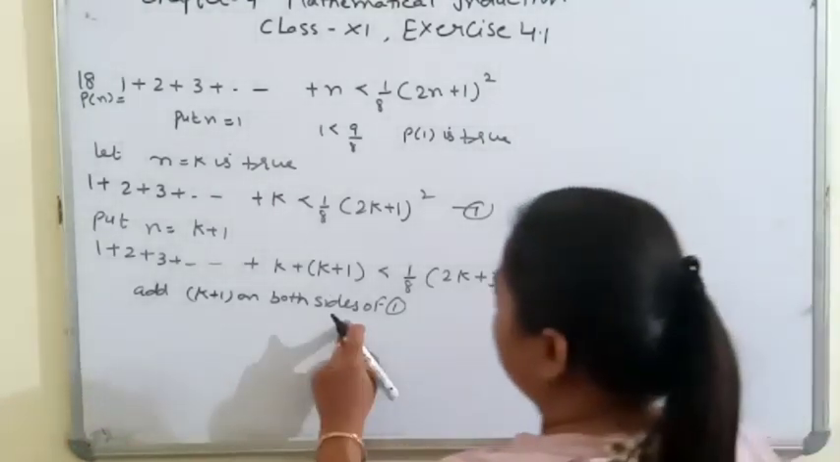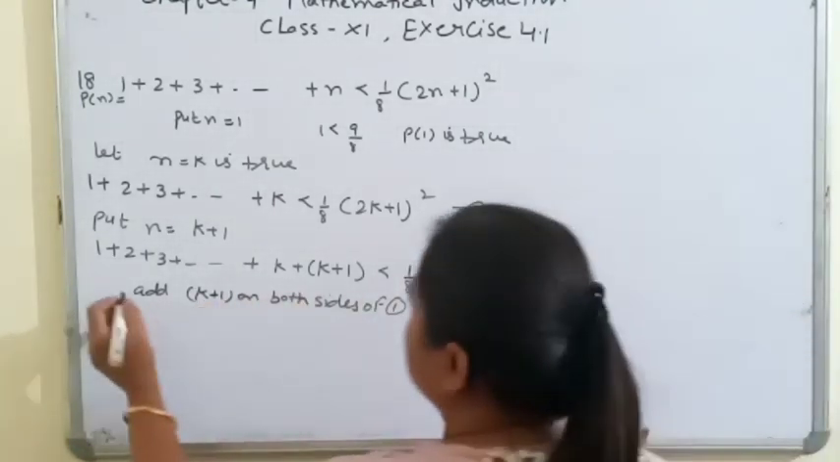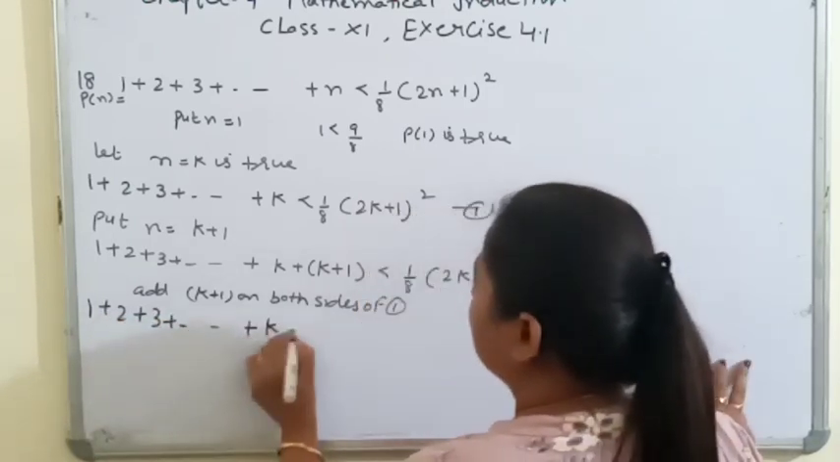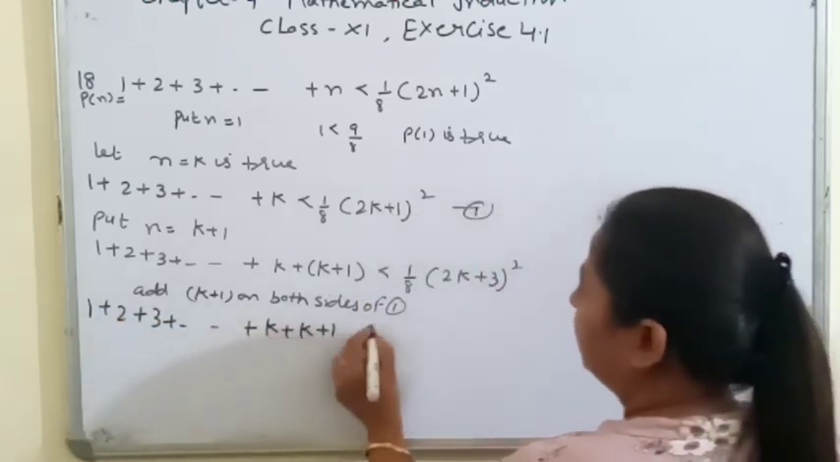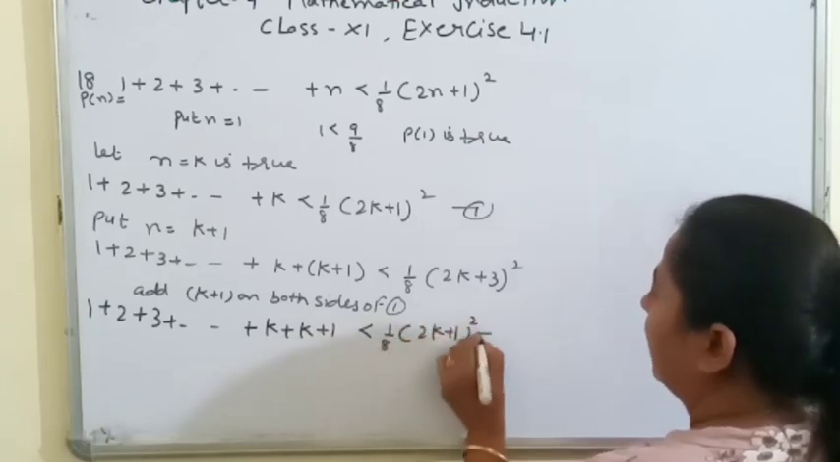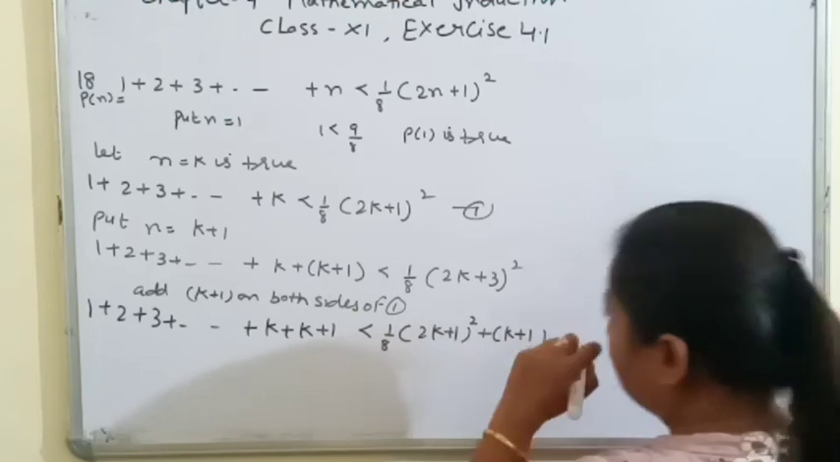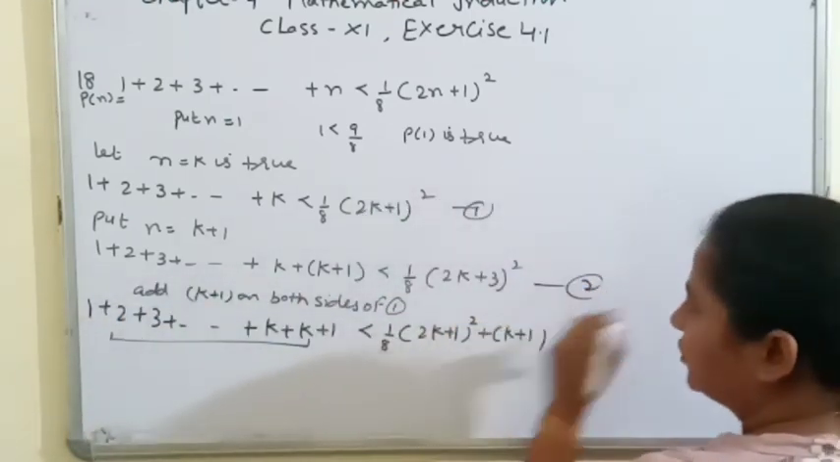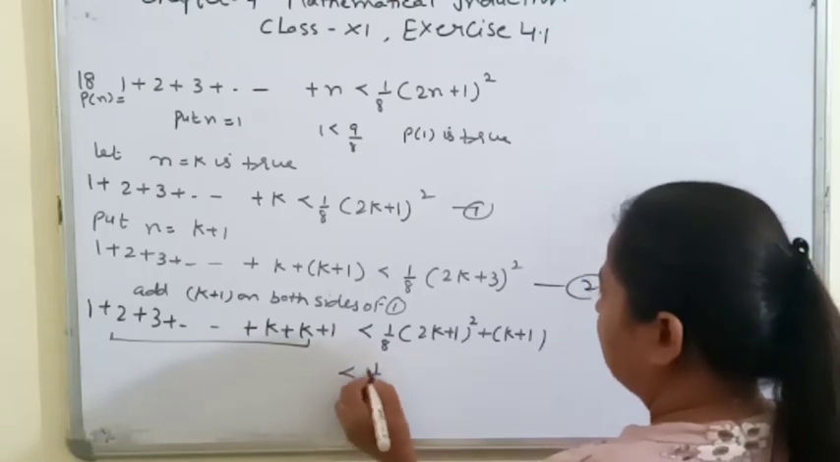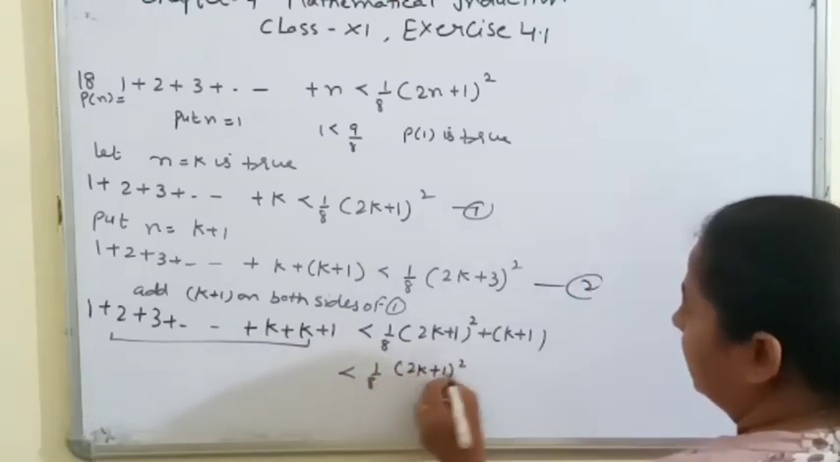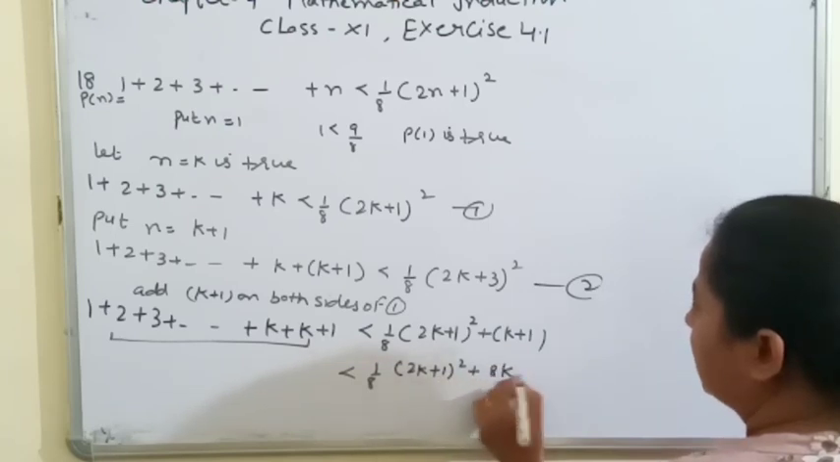Add k plus 1 on both sides of the first. Let's see what will happen when we add k plus 1 on both sides of the first. This is 2k plus 1 whole square. Now we have to add k plus 1. So let's see, this is the second equation. Let's solve its left side. 2k plus 1 whole square plus 8k plus 8.